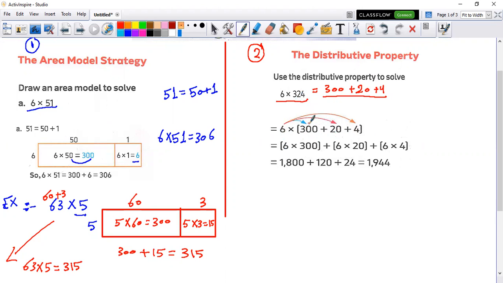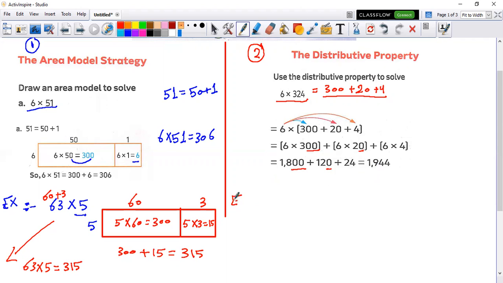Multiply 6 times 300, and 6 times 20, and 6 times 4. 6 times 300, put the two zeros. 3 times 6 equals 18. 6 times 20, put the 0. 6 times 2 equals 12. 120. 6 times 4 equals 24. Add the three numbers. The result is 1944.